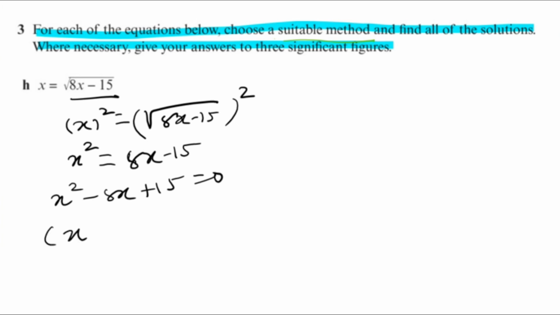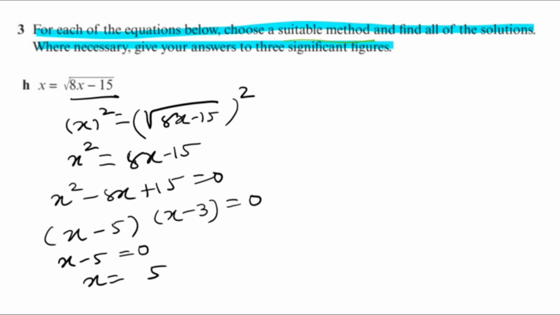So two numbers that multiply to plus 15 are minus 5 and minus 3, and when you add them they give you minus 8. So x minus 5 equal to 0, so x is equal to 5. And x minus 3 equal to 0, so x is equal to 3. So this is our answer.